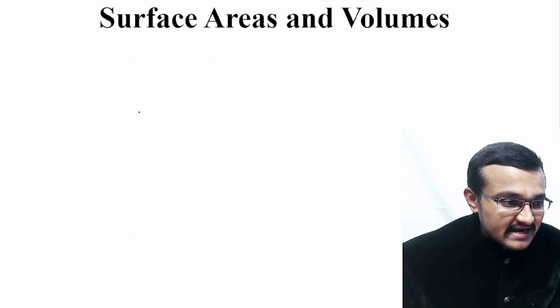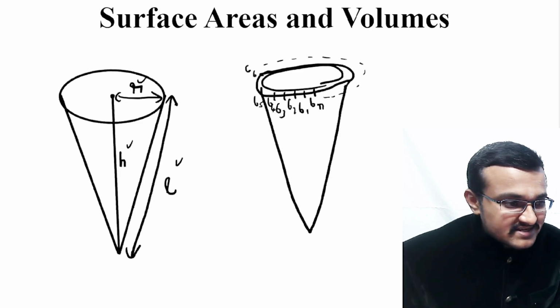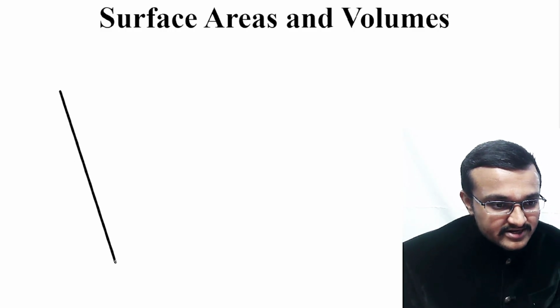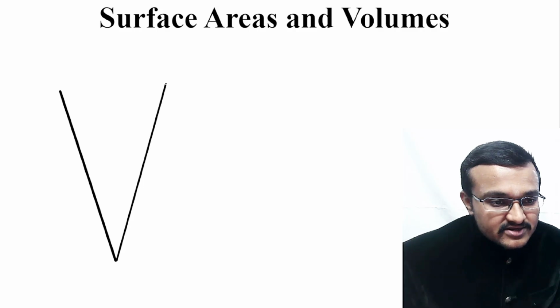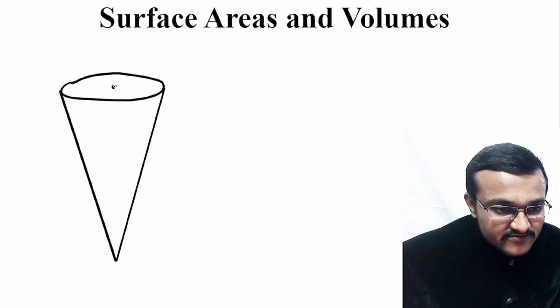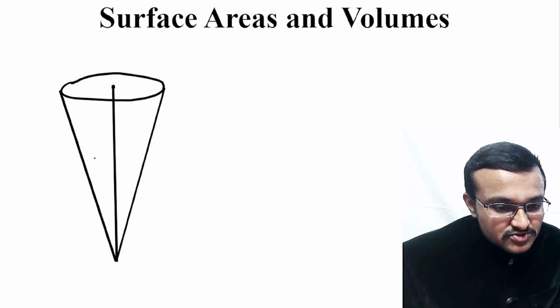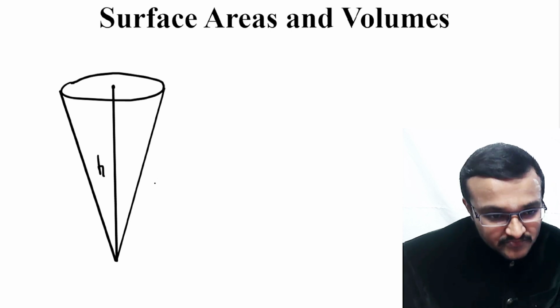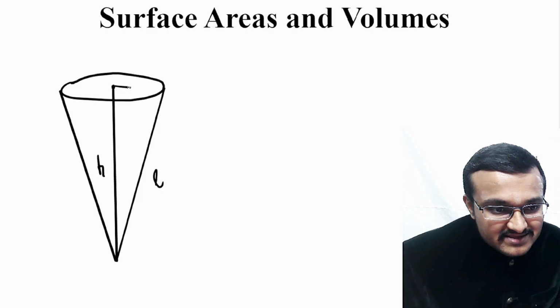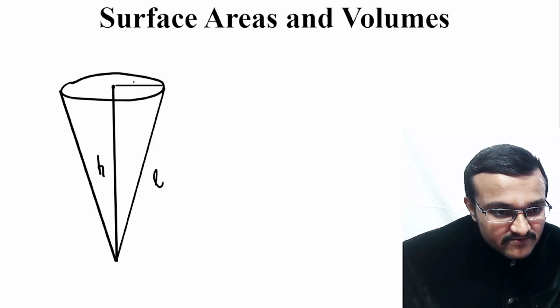In order to find that, we'll draw a new diagram. In this new diagram, I am drawing a right circular cone. This is the center of the circle which is formed on top of the cone. I'll join this center to the tip of the cone like this. This is the height of the cone. This is the length of the slant height of the cone. And this acts as the radius of the cone.